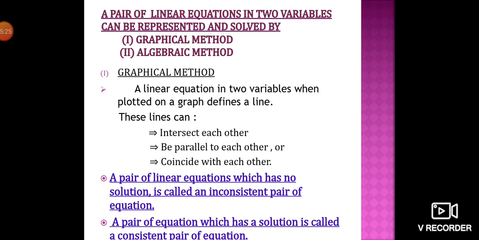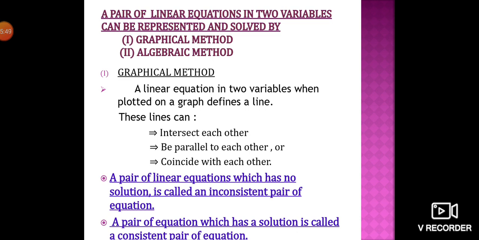A pair means two equations are there, so two lines will be there. Only three possibilities are there. One is that both lines will intersect. Intersect means we get an X, that is, one common point will be there. Or they can be parallel to each other. Parallel means both will not meet at any point.